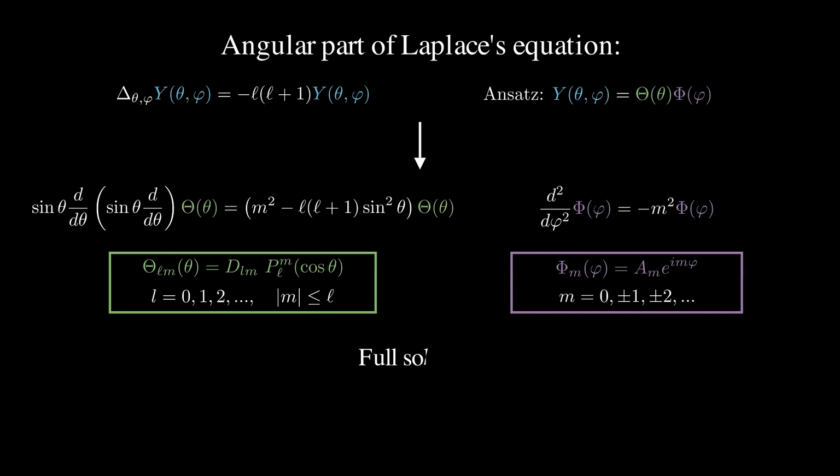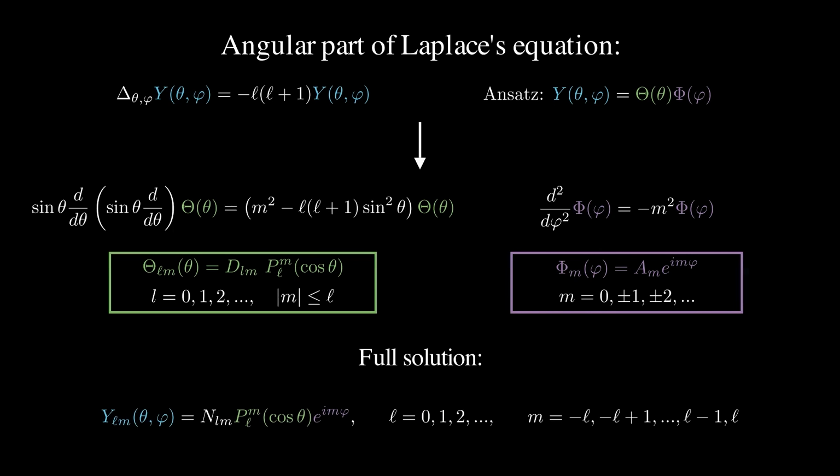With this, we found the complete solution to our eigenvalue problem from before, which is simply the product of the two families of solutions we just found, namely the associated Legendre functions with cosine theta as an argument, and the complex exponential function with different values of m in the exponent. Our general requirements also restricted the possible values that L and M can take.